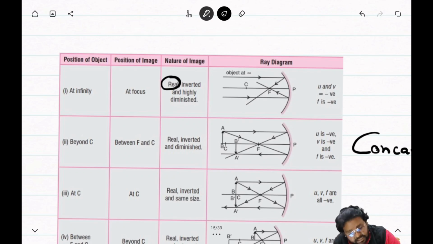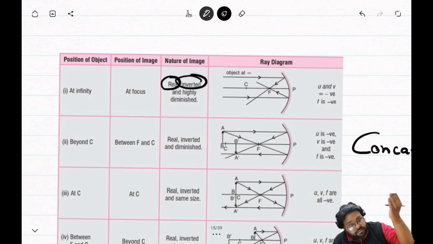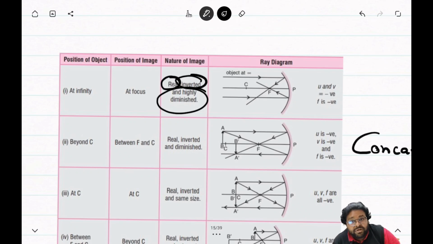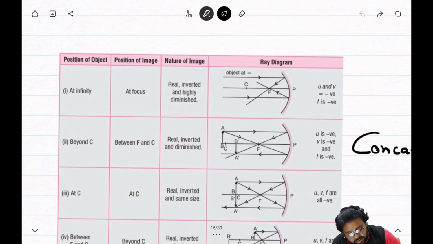The image would be real, that means it can be obtained on the screen, inverted, upside down, and highly diminished. If we focus the sun, we'll get a point size image. That means it is highly diminished. The sun is very large, very huge, and we are getting a point size image. That means a very, very highly diminished image.